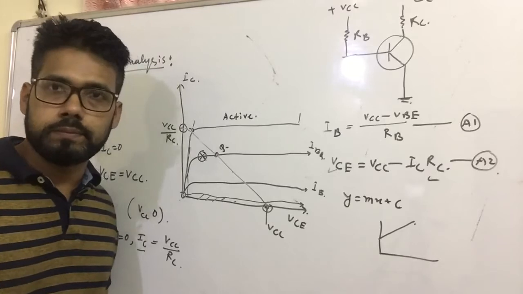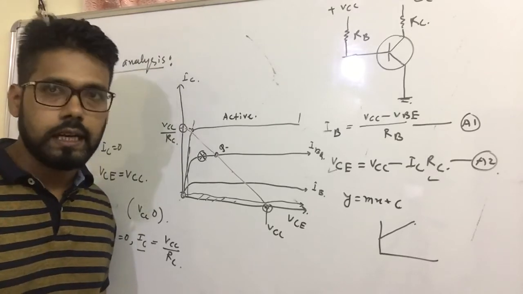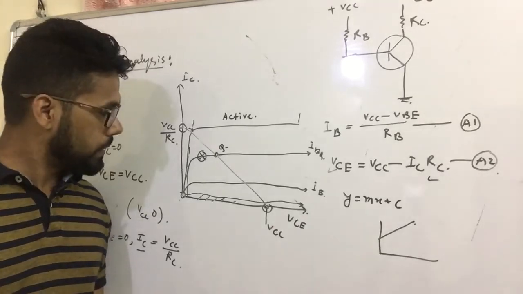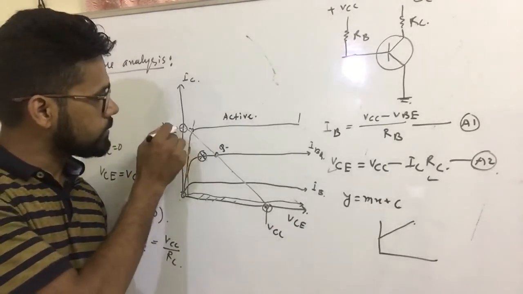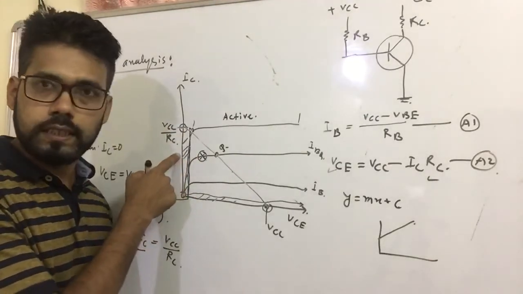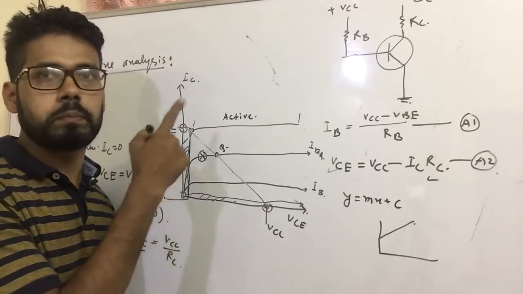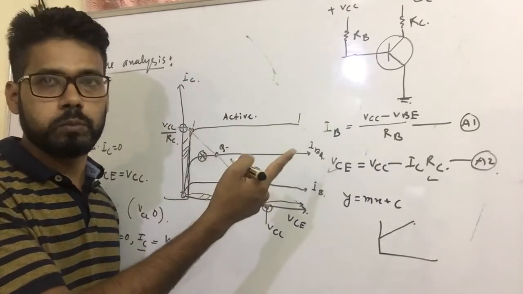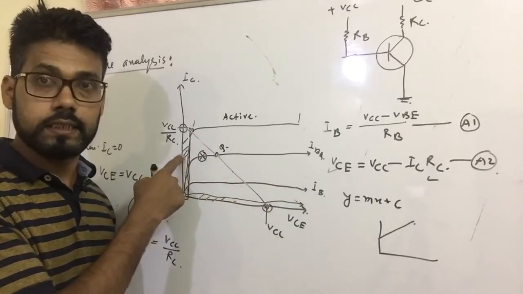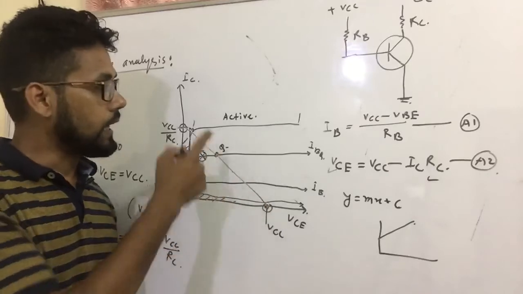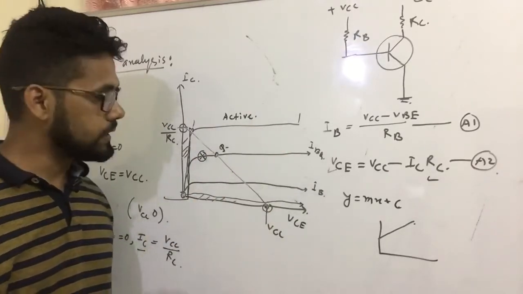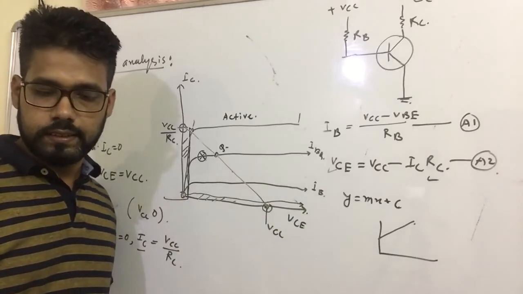That means the base-emitter junction is forward biased, and the base-collector junction will be reverse biased. But in this region I am drawing here, this region is the saturation region. In the saturation region, both the input circuit as well as the output circuit will be forward biased. In the cutoff region, both are reverse biased, and in the active region, the input circuit is forward biased and the output circuit is reverse biased. This is the significance of load line analysis.